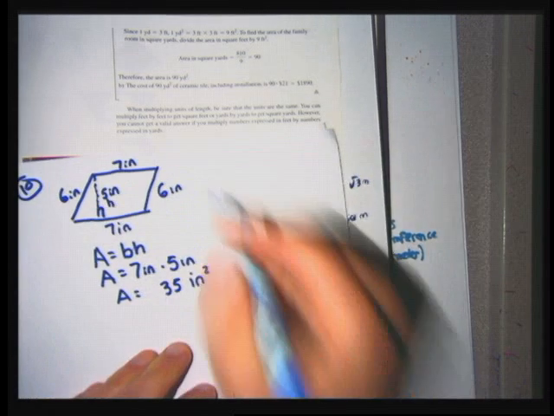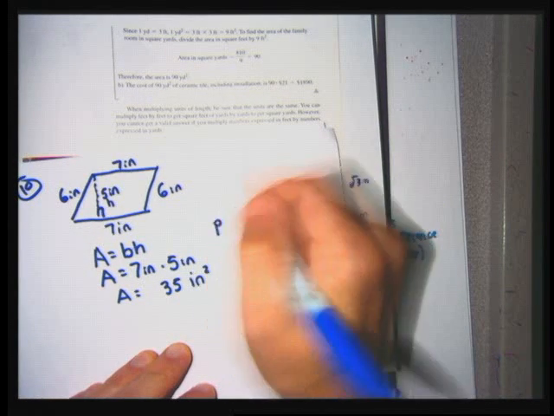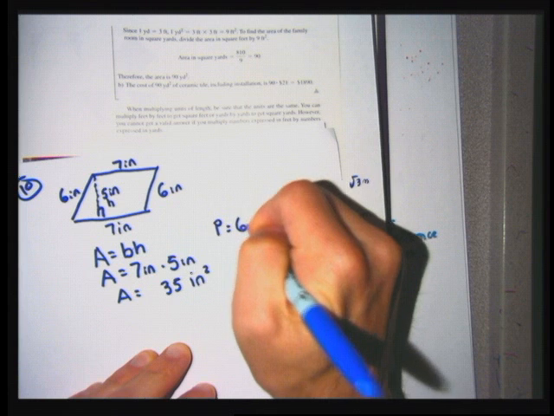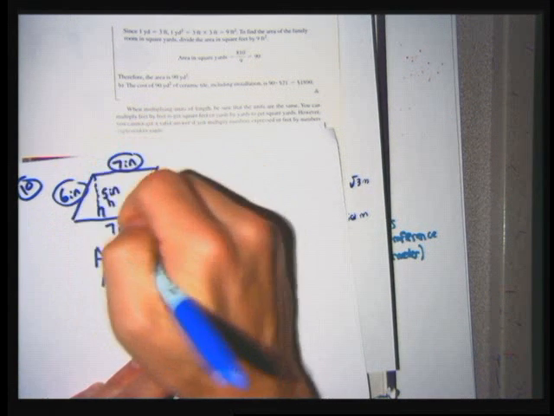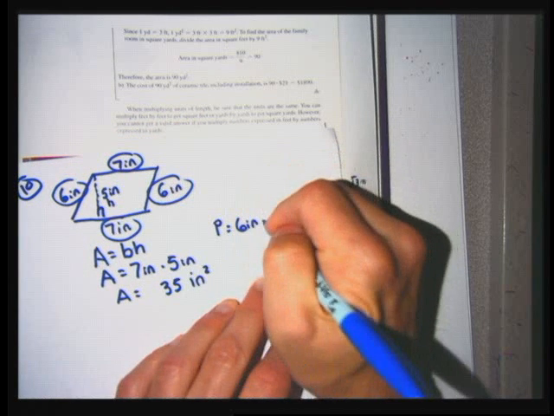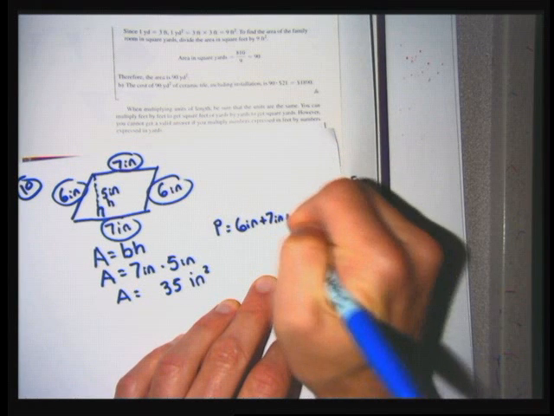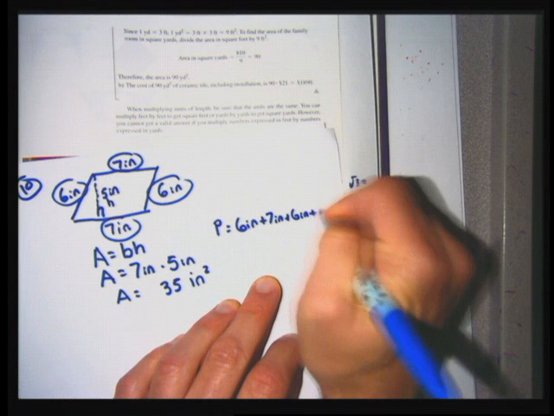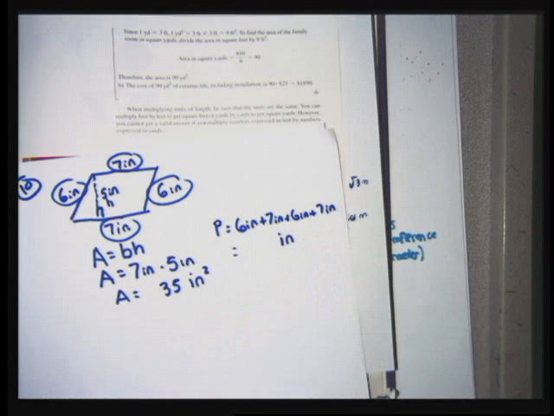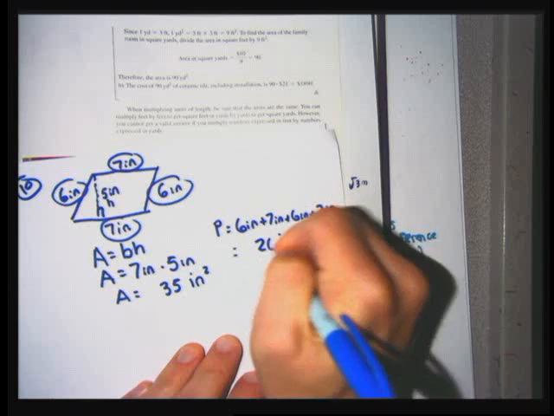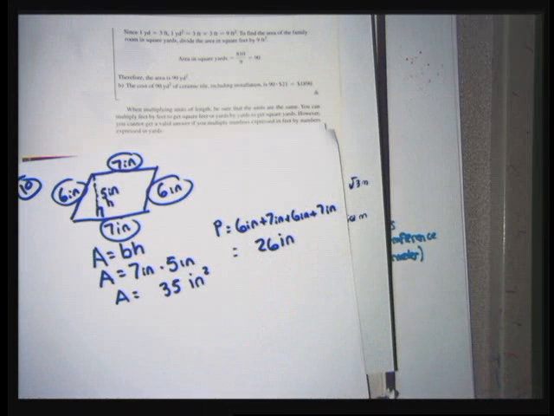The perimeter, I'm just adding up the sides. The height isn't considered one of the sides, so I'm going to take the 6-inch side plus the 7-inch side plus the 6-inch side plus the 7-inch side. So we'll go 6 inches plus 7 inches plus 6 inches plus 7 inches. My units are just going to be inches. When you're adding, you don't get square units. If I add up those 4 numbers, I get 26 inches. So for problem 10, that parallelogram has an area of 35 square inches and a perimeter of 26 inches.